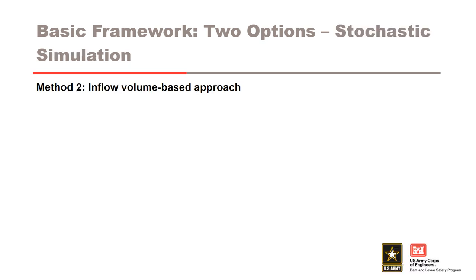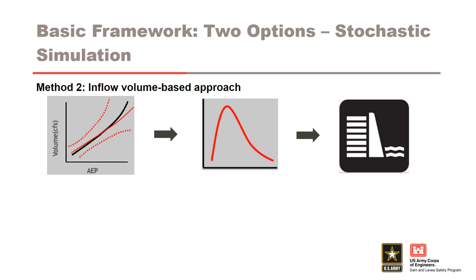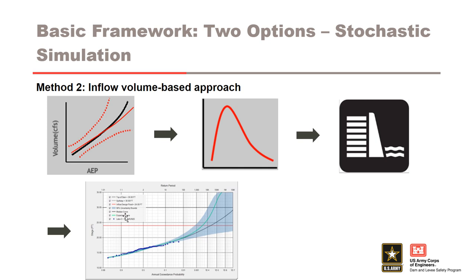The second approach is the inflow volume-based approach. In this method, we would sample inflow volumes from a volume frequency curve. The inflow volume is used to scale an inflow hydrograph shape. The scaled hydrograph is routed through a reservoir model, which is repeated many times to create a series of peak stages that define the reservoir stage frequency curve. As in the precipitation-based approach, the inputs have uncertainty that must be accounted for with variation of the input parameters. This method is much simpler and easier to perform than the precipitation-based approach. This is the approach used in RMC-RFA.